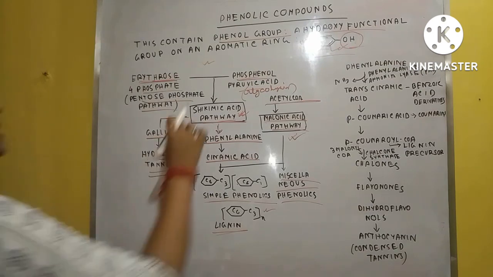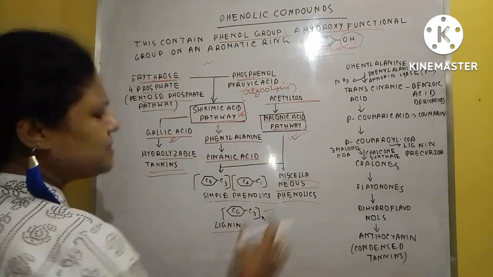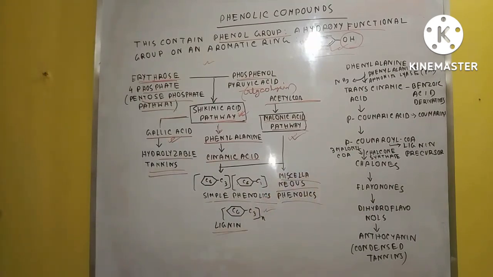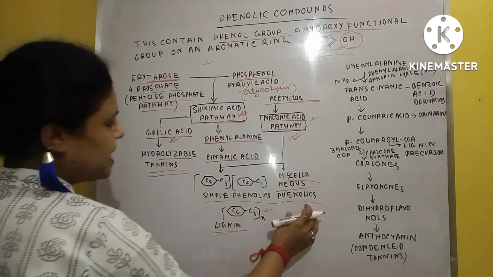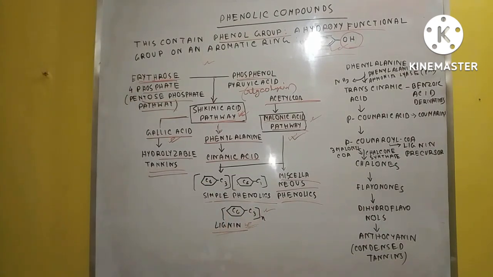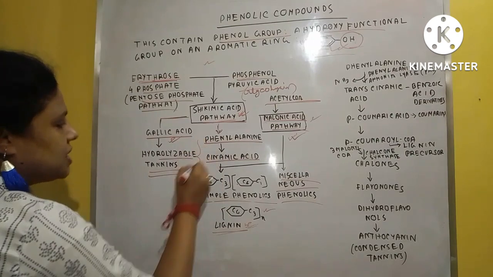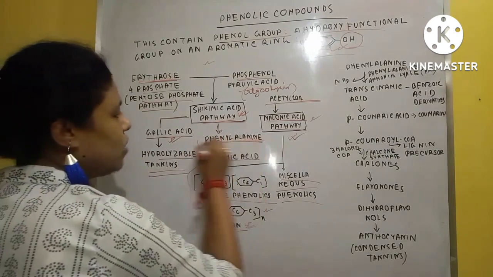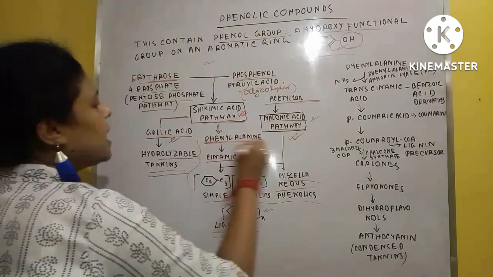Clear? So in the shikimic acid pathway, simple phenolics are formed and sometimes miscellaneous phenolics are also formed, and in the malonic acid pathway, both kinds of phenolics are formed. You can see here a simple example: lignin, which is one kind of phenolic compound. Now I will explain the reactions seen here, how the simple phenolics are formed from phenylalanine.